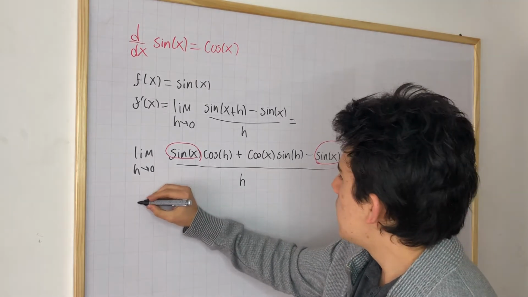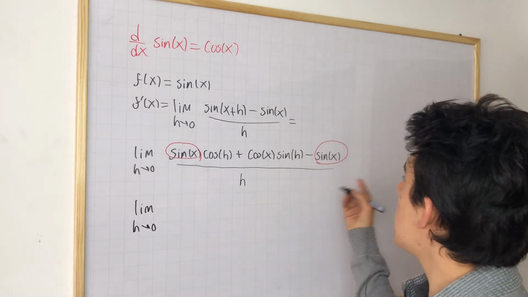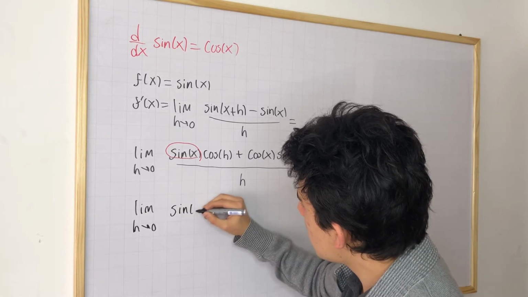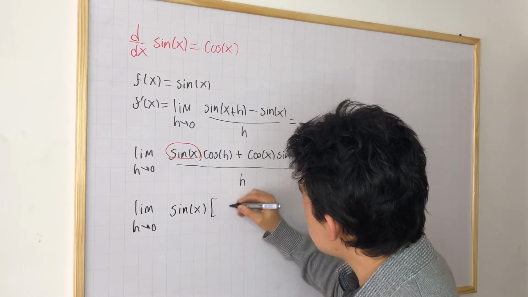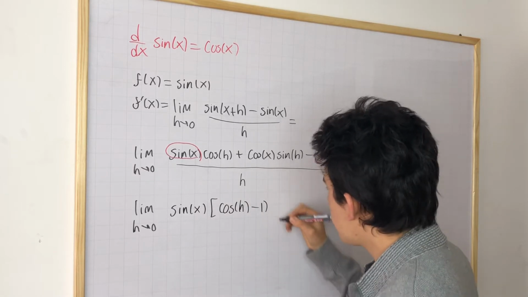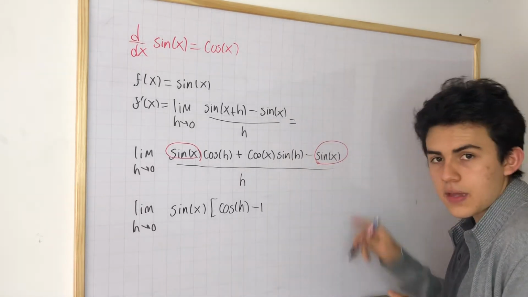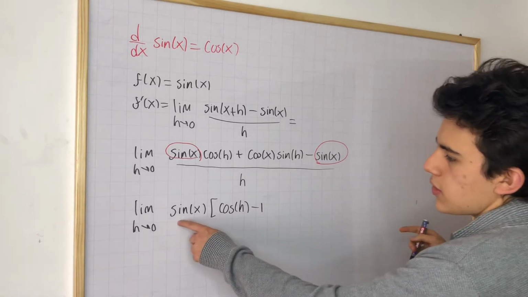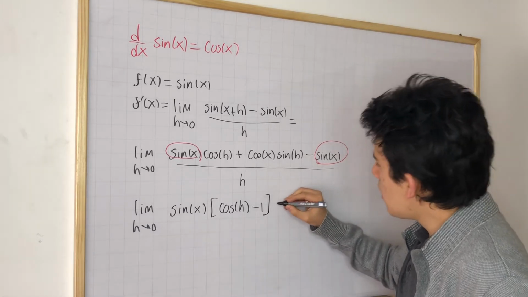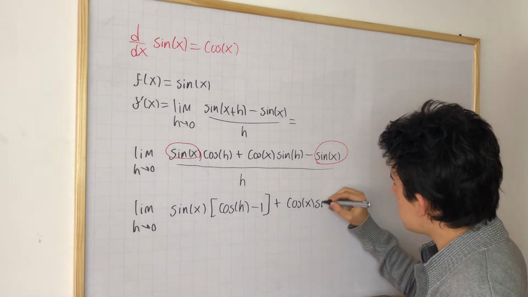So you're going to have the limit as h approaches 0 for the function, and now you can just simply take out sine of x. So sine of x times cosine of h minus 1, okay? Why minus 1? Well, remember, we need to get negative sine of x on this side, and if we multiply sine of x times negative 1, we're gonna get that, okay? And now plus cosine of x times sine of h.